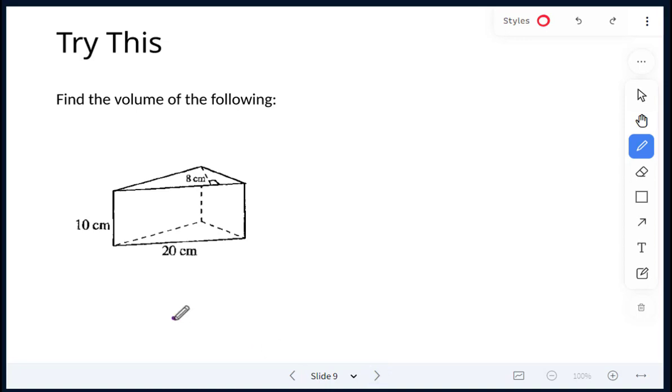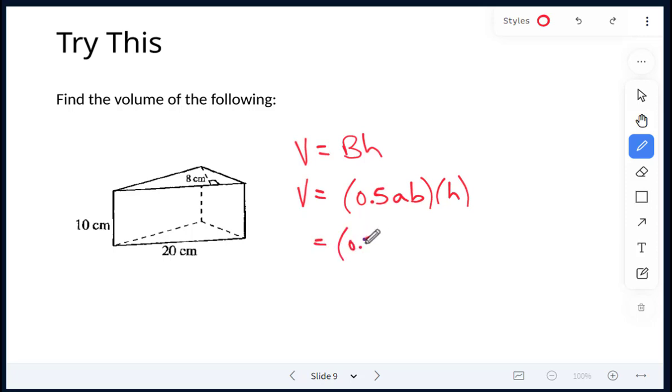All right, I'll give you guys a moment to try this one. All right, so again, volume is the area of the base times the height. Area of the base is 0.5 times A times B, and then it's multiplied by height. 0.5, the altitude is 8, the base is 20, and then the height is 10, shown here. So we just got to multiply that out, and we get 800 centimeters cubed.